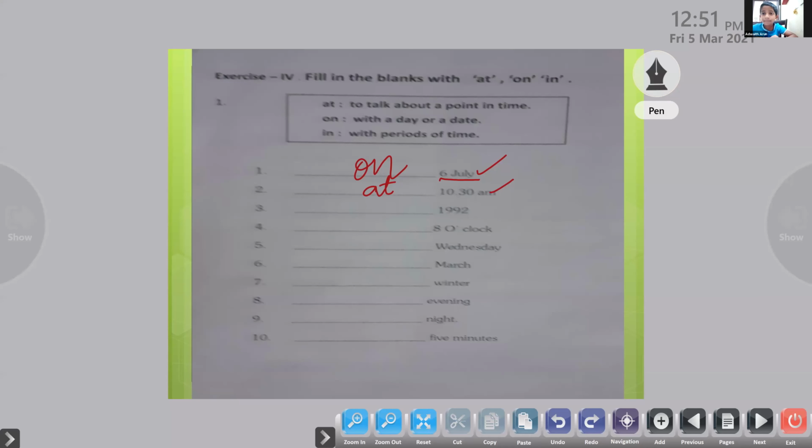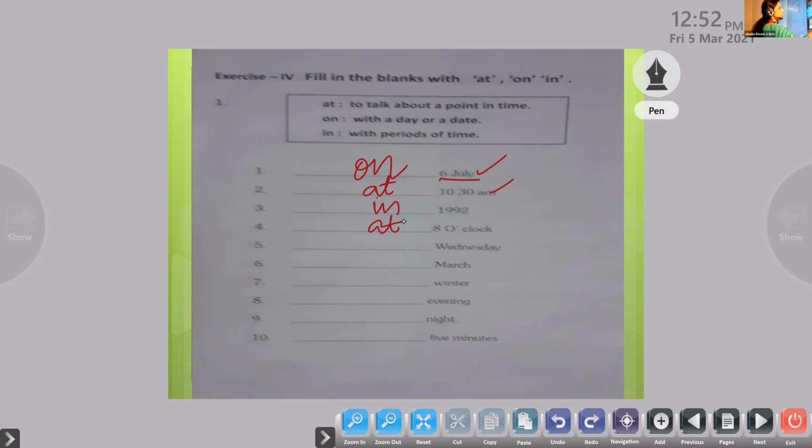It is a year. In, very good. If it is a year, it is in. Helen, come on, Helen. In. It is 8 o'clock. So? At, very good. It is at 8 o'clock.